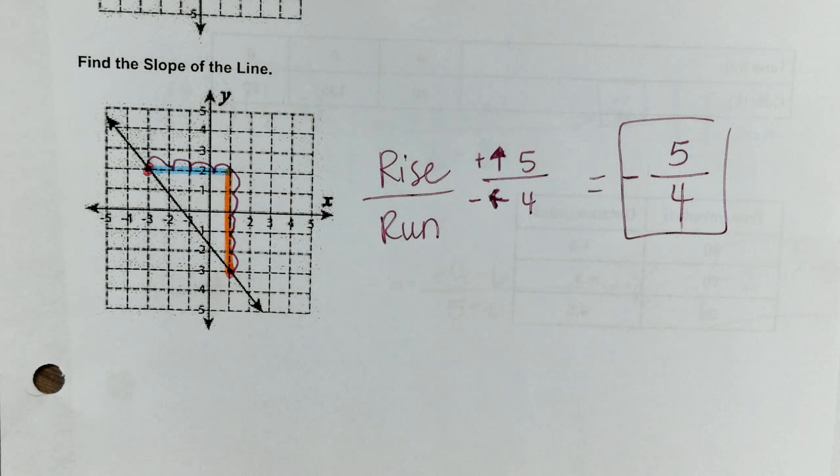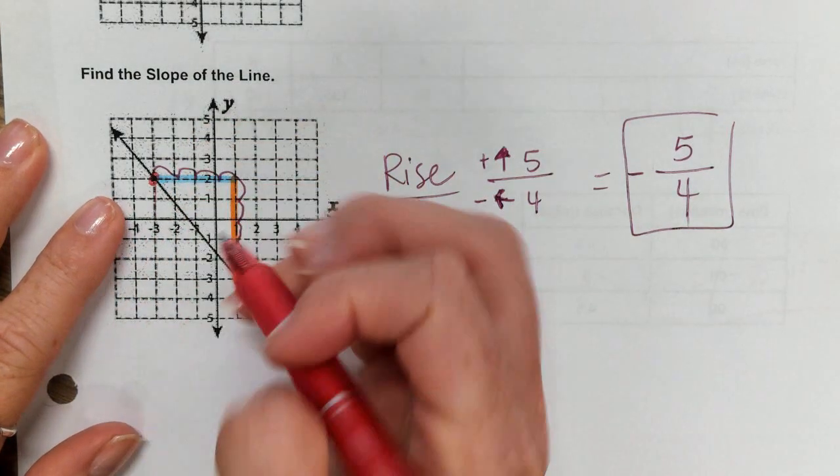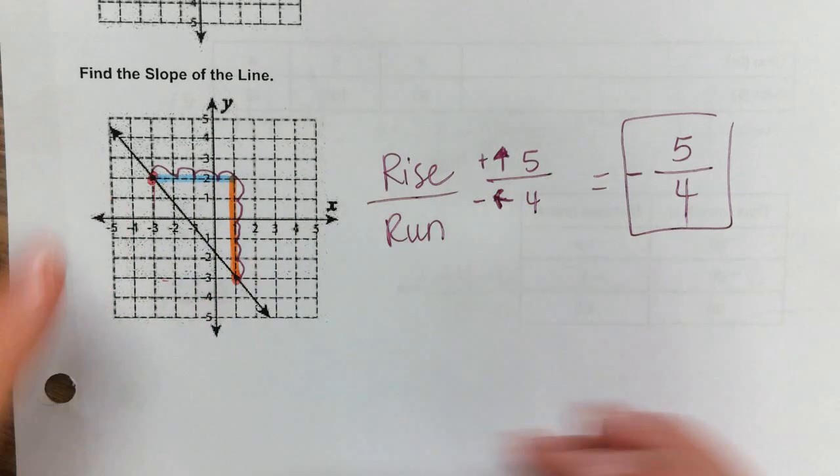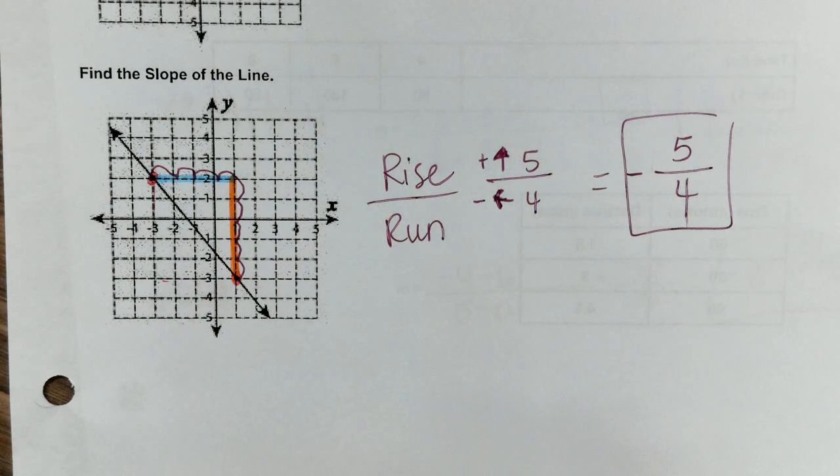But would my answer be correct if I put -5/4? It's the same answer. Why? I could have run down and what? And right. So the negative could have gone with the 5 and the positive could have gone with the 4. It is the exact same thing. Understand? Flip to the back.